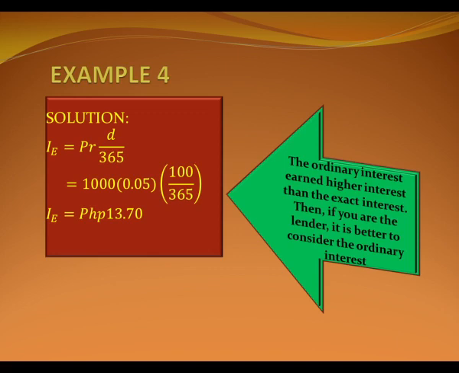So then, as a lender, you always have to consider which earns higher interest. So obviously the ordinary interest earns higher interest than the exact. So then, as a lender, you will consider the ordinary interest. So it is better to consider the ordinary interest if you are the lender. But if you are the borrower, obviously you will consider the lower interest, so you will consider the exact interest.